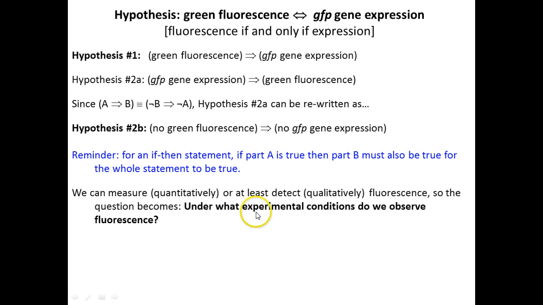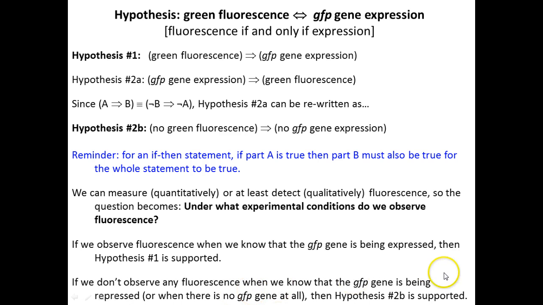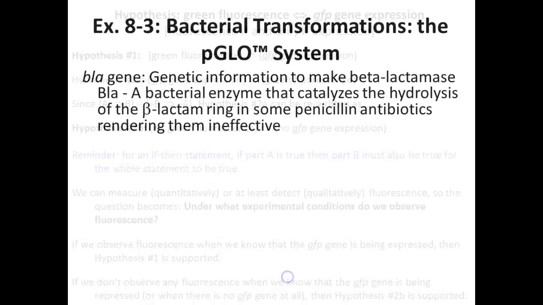So, under what experimental conditions do we observe fluorescence? When are we going to actually see this? When it's expressed. We don't observe any fluorescence when we know the green fluorescent protein is being repressed, when that sugar is not present, when we're not able to express it.